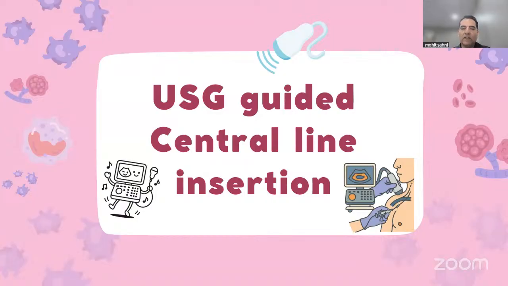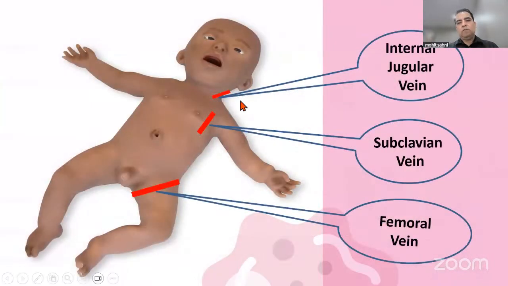So USG guided central line insertion is again done by ultrasound guidance, and this is the probe we use. Three sites we use: internal jugular, subclavian, and femoral. Commonly we use femoral and internal jugular. Subclavian I personally use less because of the chances of complications like pneumothorax.